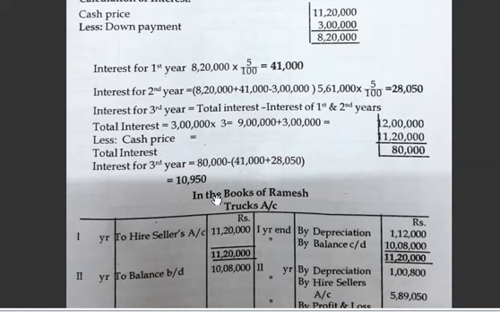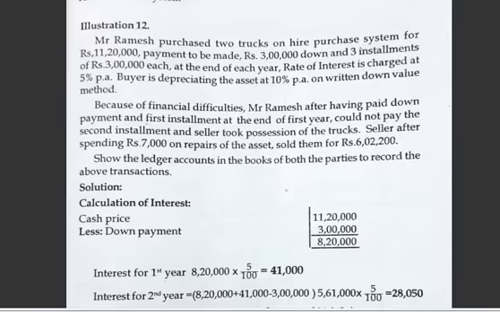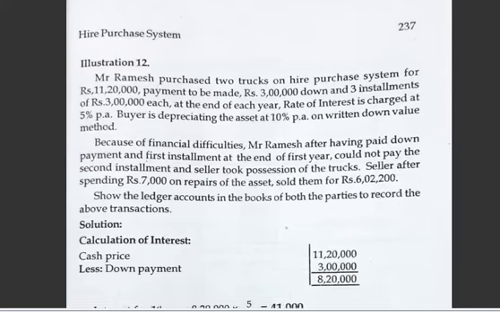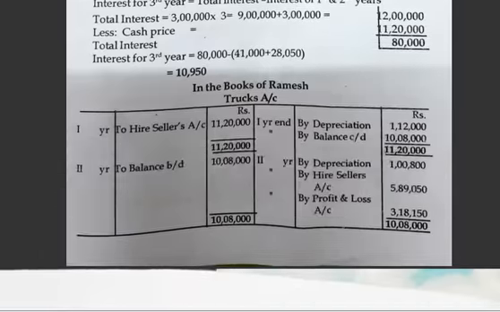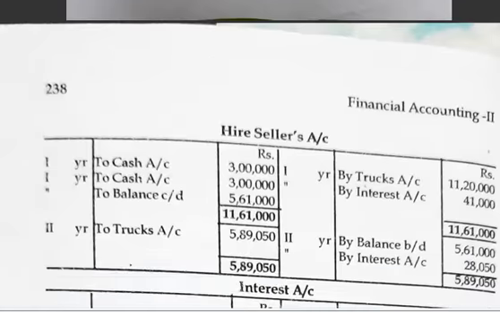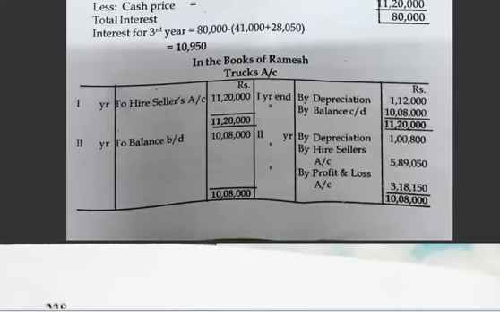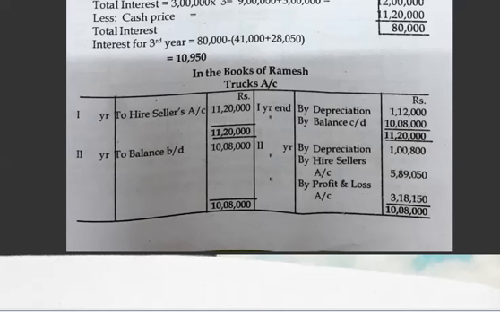Now we have to open the accounts in the books of both the parties, in the books of Ramesh as well as in the books of the seller. In Ramesh's books we have to open 3 accounts: the asset account, that is the truck account, then the seller's account, which is the hire seller's account since the name is not given, and then the interest account. We will open all 3 accounts together.